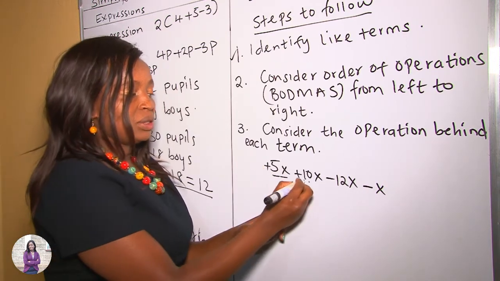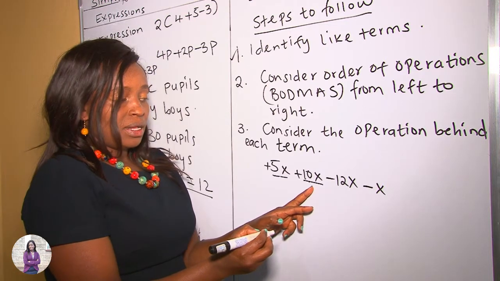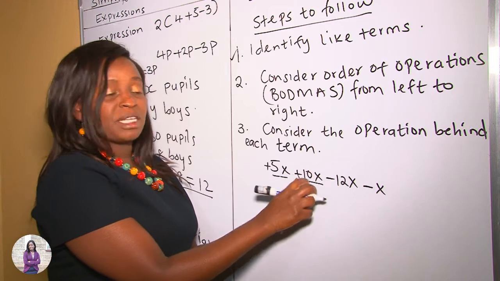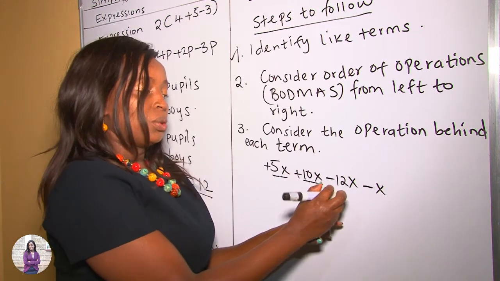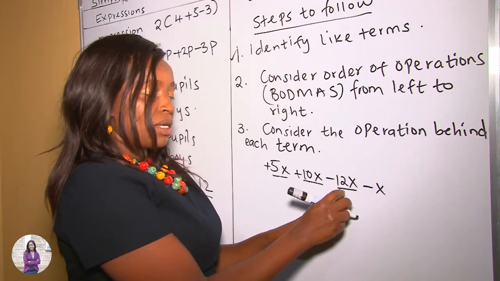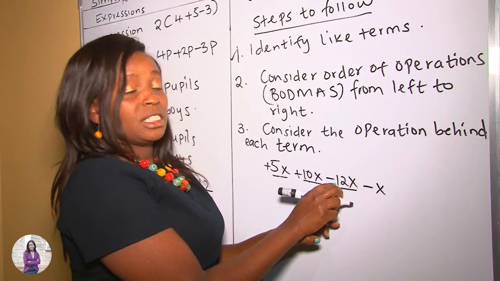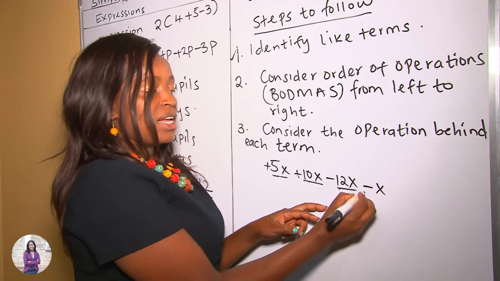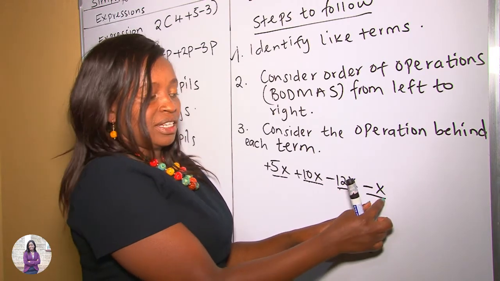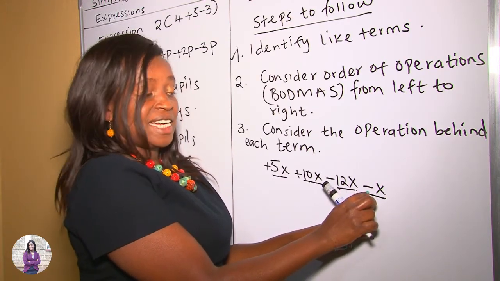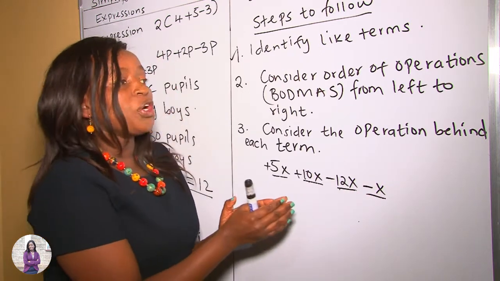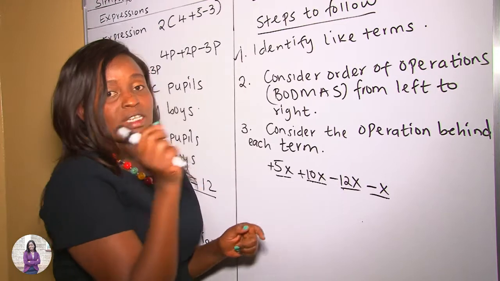When you come to this second term, the sign behind it is addition, meaning this term is being added. When it comes to the third term, the sign behind it is taking away, meaning this term is being taken away. The last term, the sign behind it is taking away, meaning this term is being taken away. Now, adhering to order of operation, BODMAS, addition comes first.